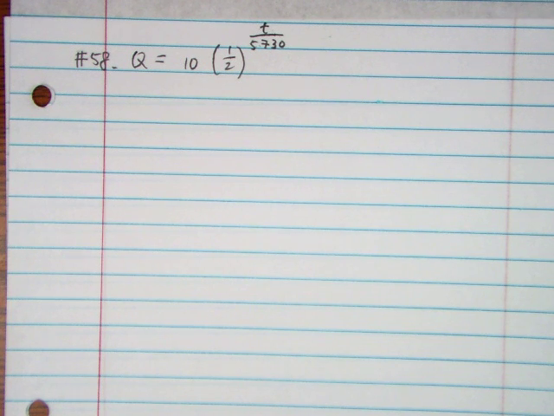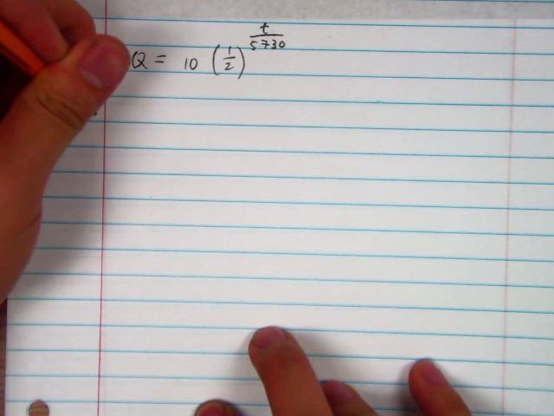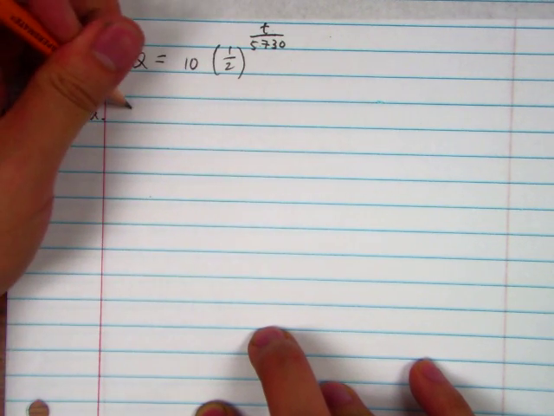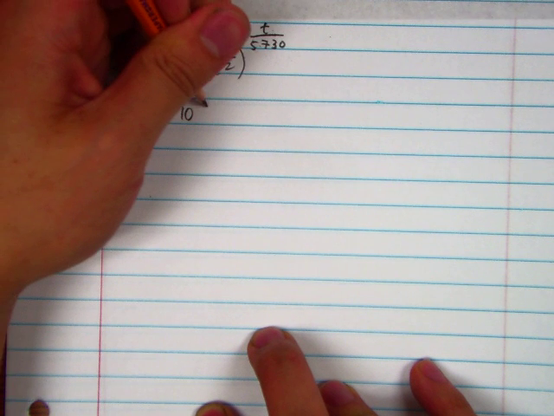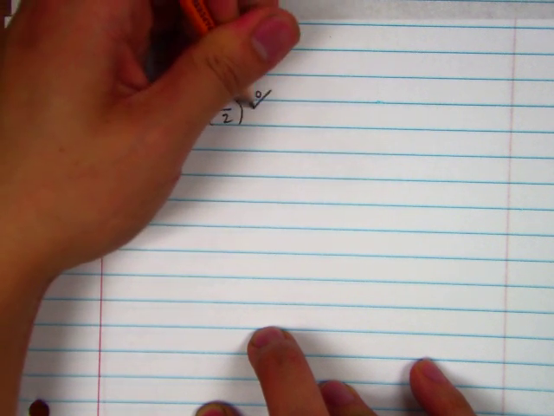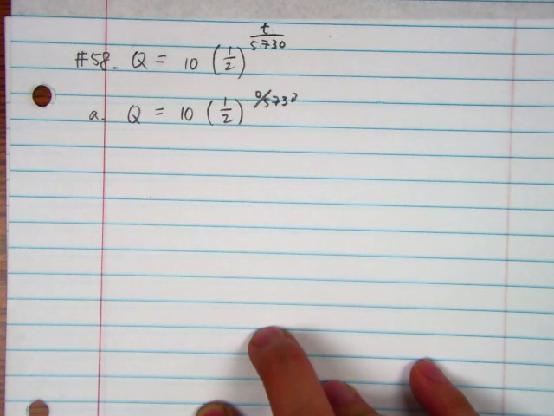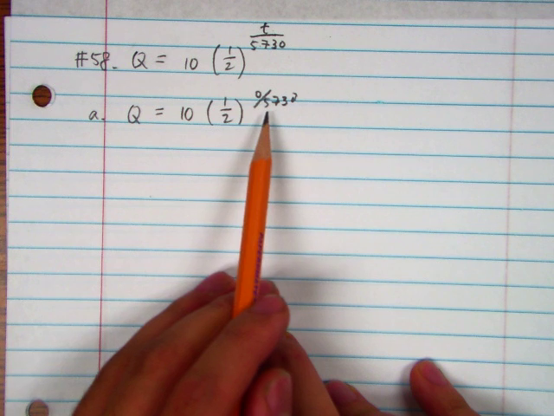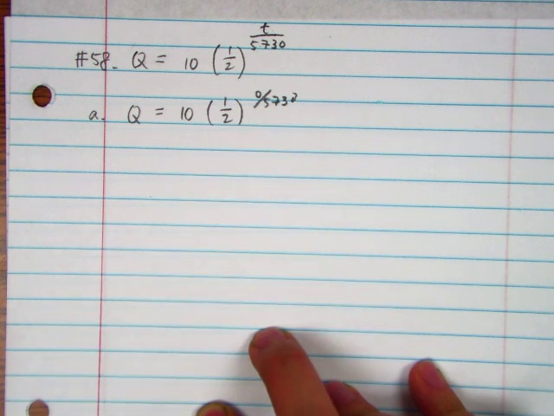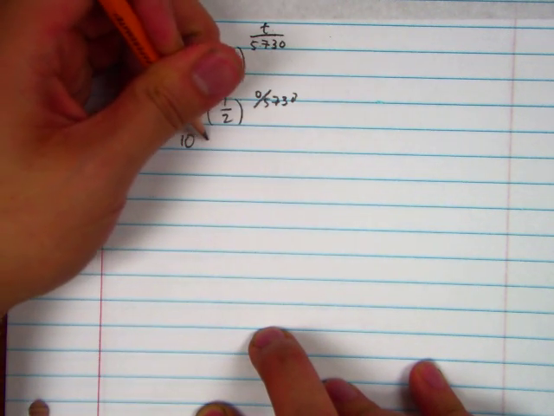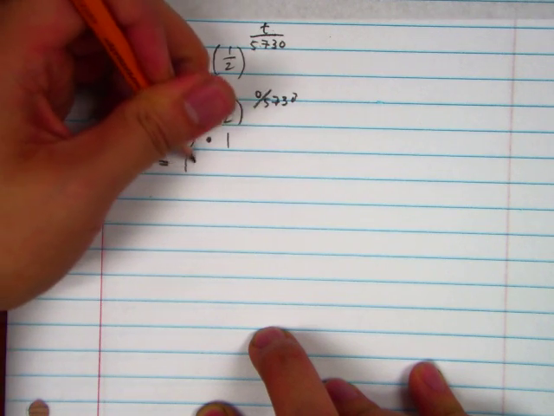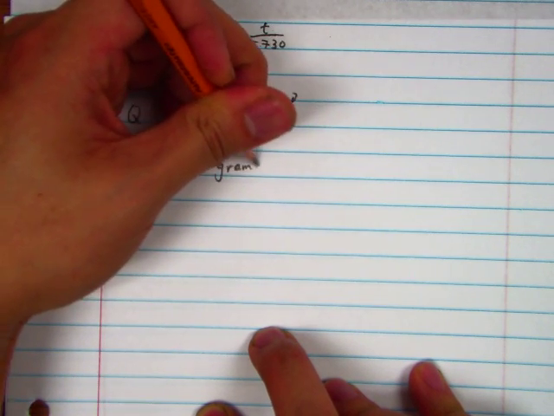Okay, part A, it says to determine the initial quantity of carbon-14 that we have in this problem. Let's set T equal to 0. So if T equals 0, we'll have 0 over 5730 here. And anything to the 0th power is what? Anything to the 0th power is 1. So it would be 10 times 1, which means that we started with 10 grams of this carbon-14.